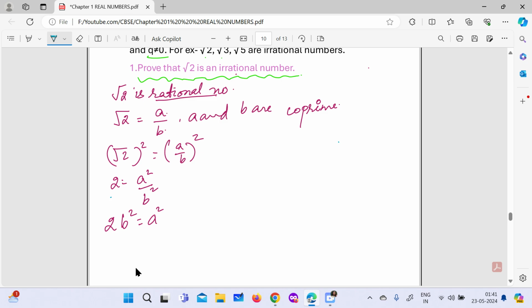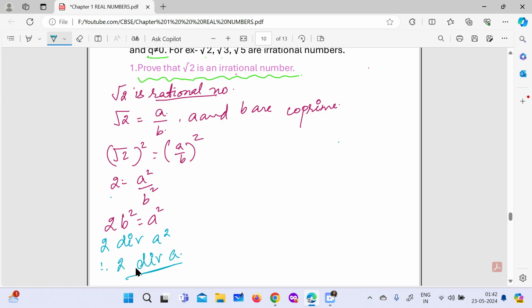2 is equal to a square upon b square. On cross multiplying we get a square is equal to 2b square. So it implies that 2 divides a square, right? Because 2 divides a square, therefore 2 also divides a.